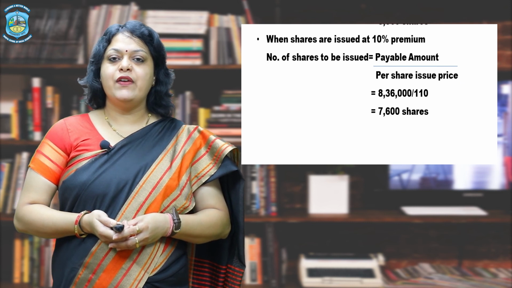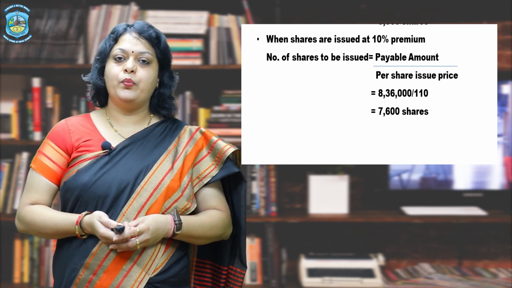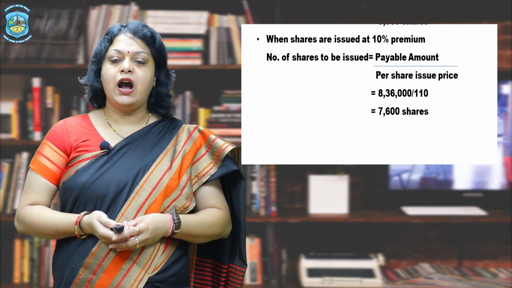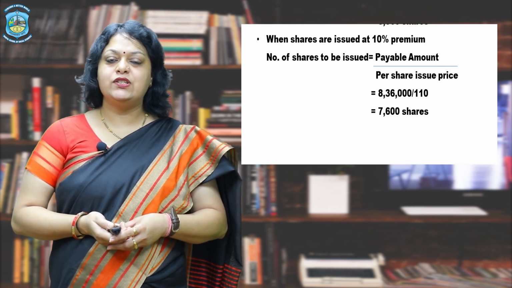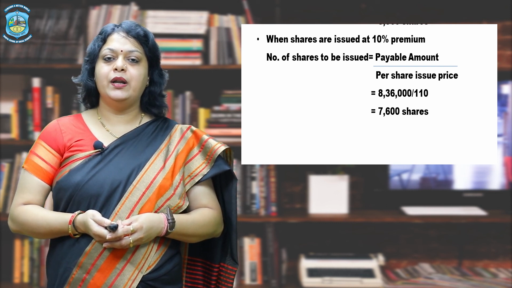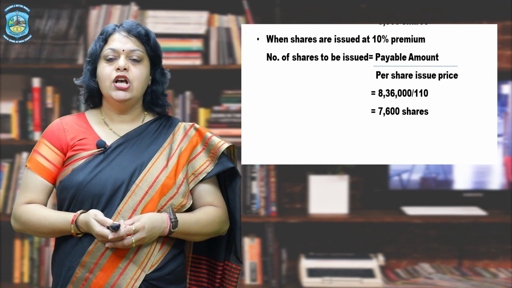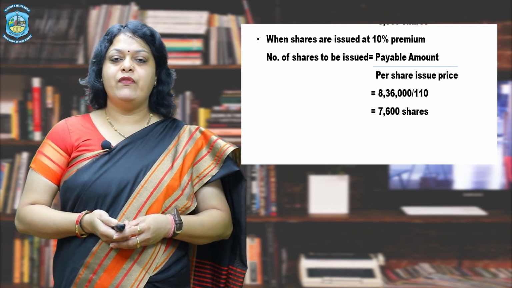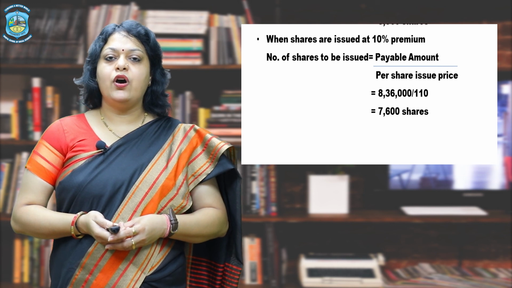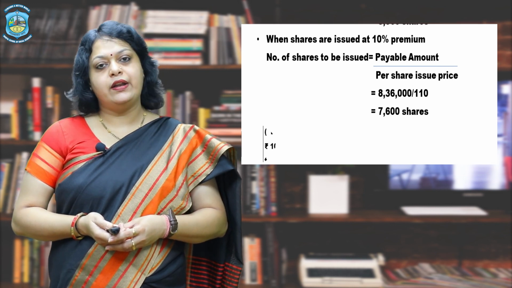So, per share value in this case, 100 rupees is the par value and 10% is the premium. So, 10% of 100 rupees is rupees 10. So, total value including premium is 100 plus 10, that is 110. So, 8,36,000 divided by 110, we get the total number of shares as 7,600.